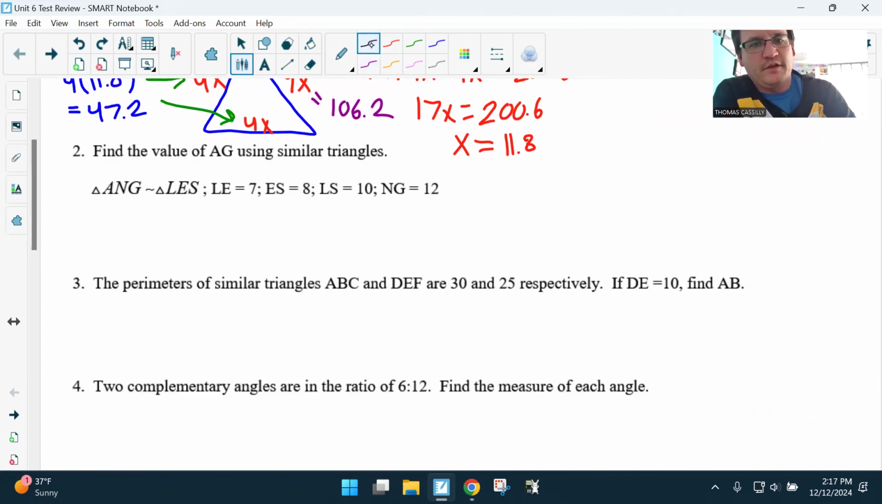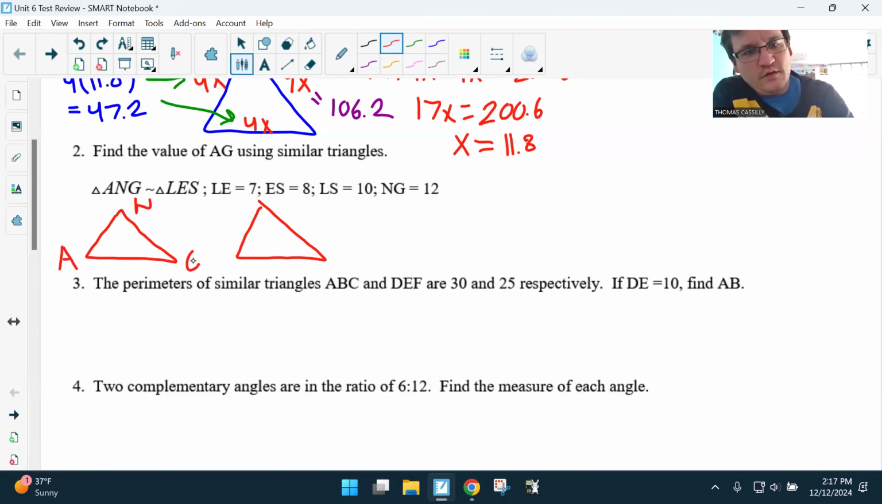Now the next one, they're telling us triangle ANG is similar to triangle LES. There's this symbol, that's kind of the new one here. It means similar. They are two similar triangles. So here's what I'm going to do. I'm going to draw two pictures and label them ANG and LES, and then fill in some blanks. So we have LE is a 7, ES is an 8, LS is 10, and NG is 12. Find the value of AG.